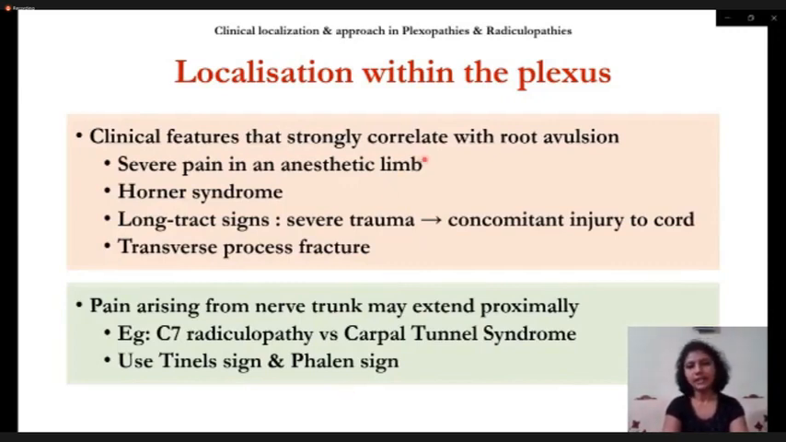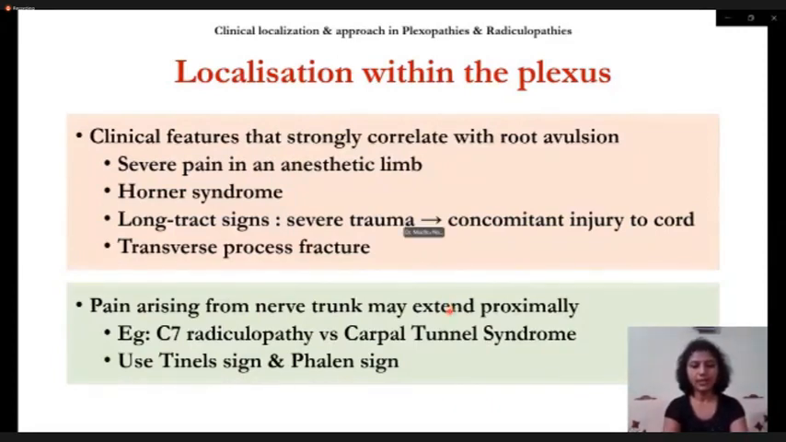The ones that have the highest discriminative value are the presence of severe pain in an anesthetic limb as well as Horner syndrome. Other features such as long track signs that indicate severe trauma and concomitant injury to the spinal cord and a presence of a transverse process fracture also favor the presence of a root avulsion.